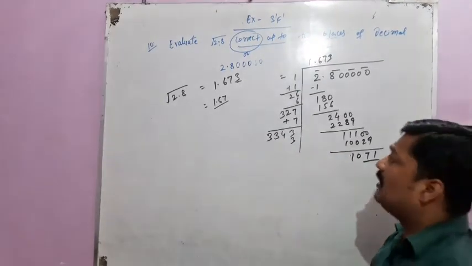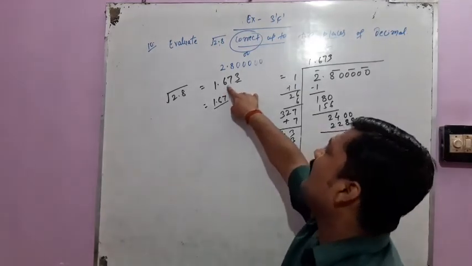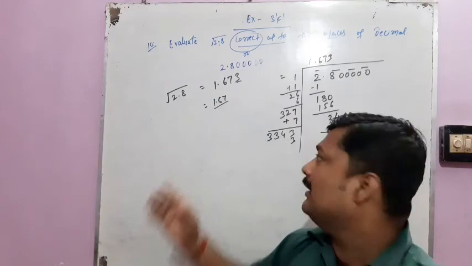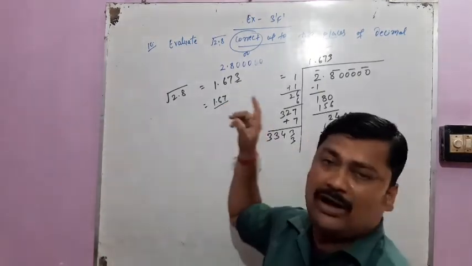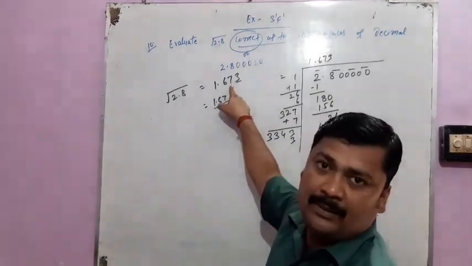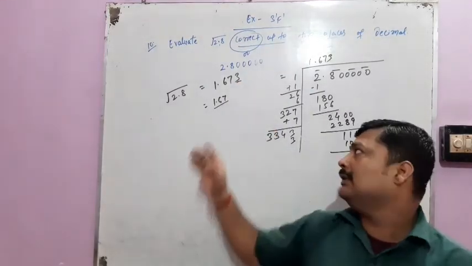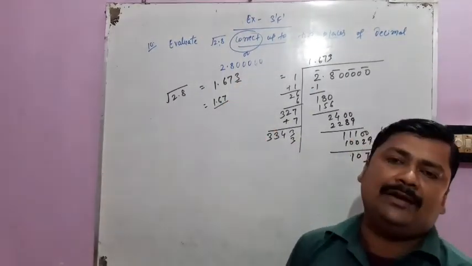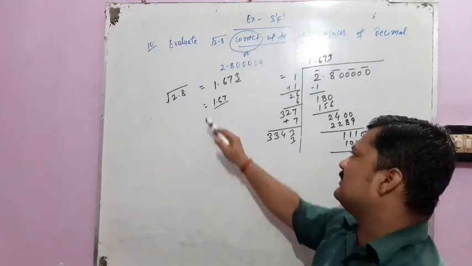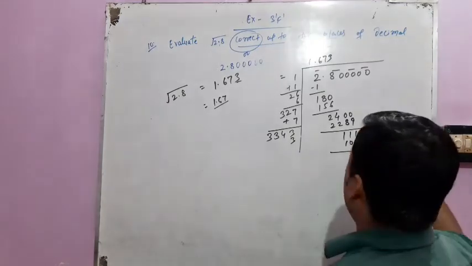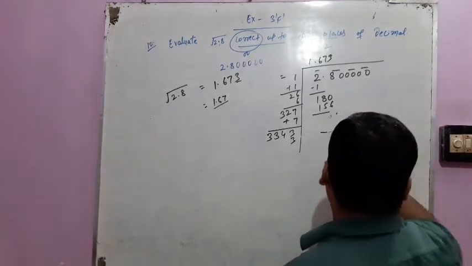If the value of the third digit after the decimal is from 5 to 9, then it passes a point to the preceding digit. But if the value of the third digit is not from 5 to 9, then it will not pass any point to the previous digit. And the answer is here 1.67. Okay, students? Similarly, you can solve question number 8 here.